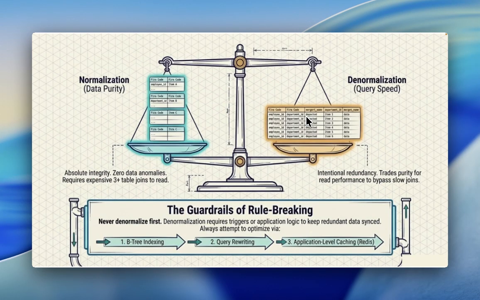Normalization gives data purity and absolute integrity. Denormalization gives query speed, but data analysis requires expensive joins across three plus tables to read. Intentional denormalization trades purity for read performance, bypassing the guardrails by breaking the rules. Never denormalize first, because denormalization requires triggers or application logic to keep data consistent. Always attempt to optimize first: B-tree indexing, query writing, application-level caching, Redis.